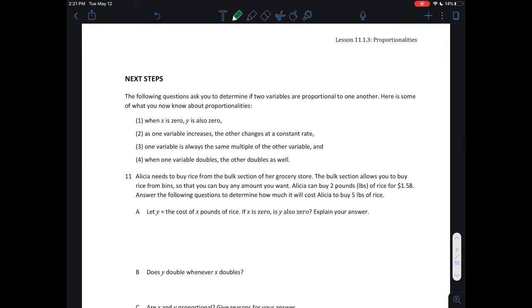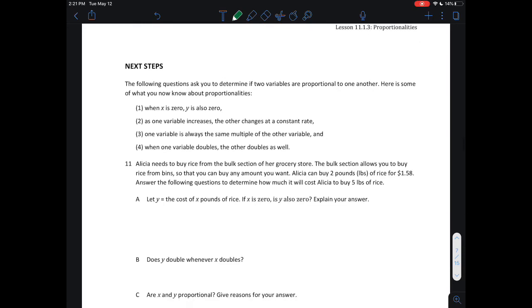So now, next steps on the next page. The following questions ask you to determine if 2 variables are proportional to one another. Here is some of what you now know about proportionalities, summarizing some things that we've seen. When x is 0, y is also 0 in a proportionality. As one variable increases, the other changes at a constant rate in a proportionality. One variable is always the same multiple of the other variable. And as we just learned, when one variable doubles, the other doubles as well in a proportionality.